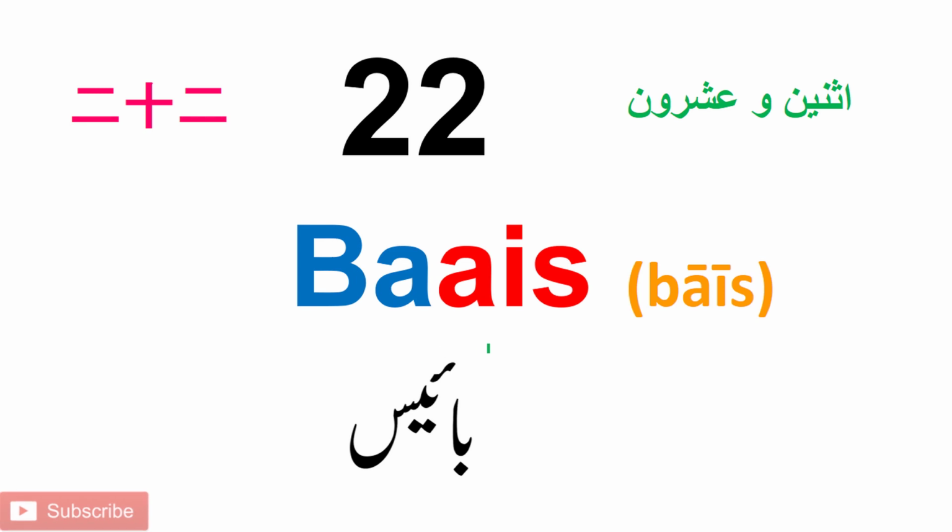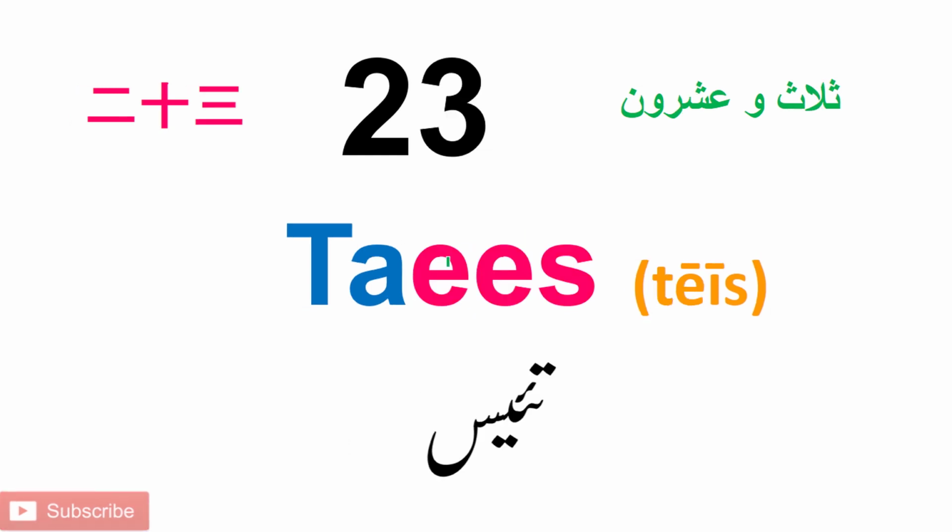Next we have 22. Baais. 23. Taimtīs. We know in Urdu language 3 is teen and 20 is bāīs. So ta means 3 and is means 20. Taimtīs.